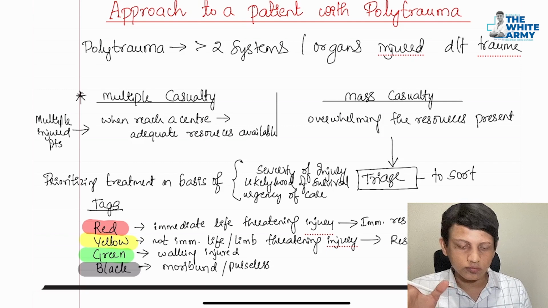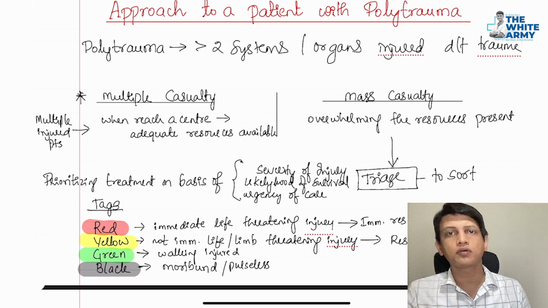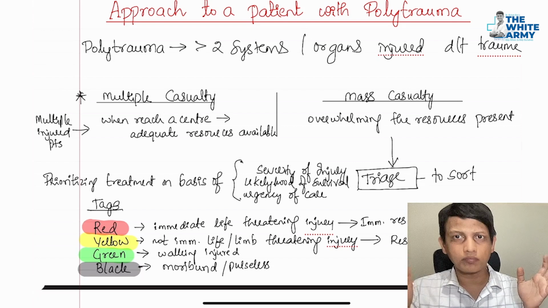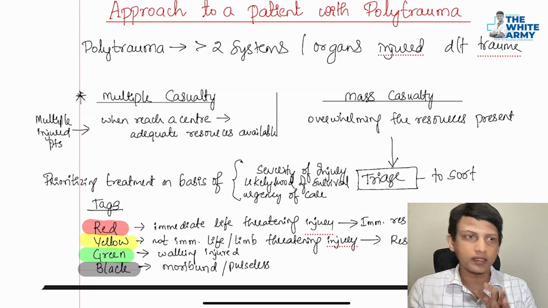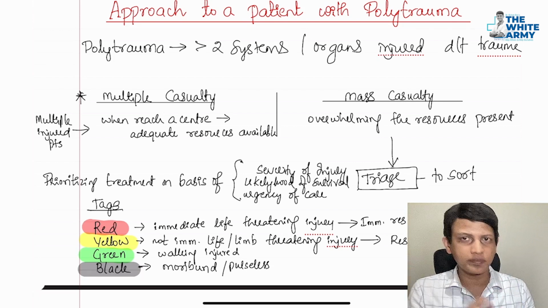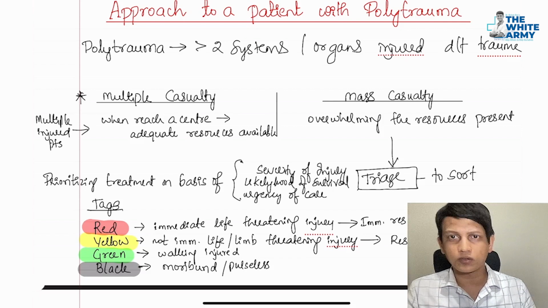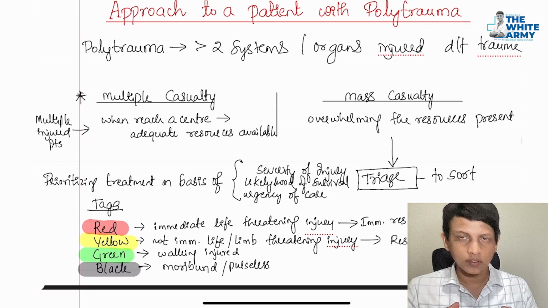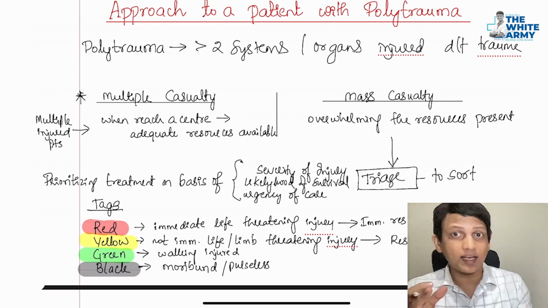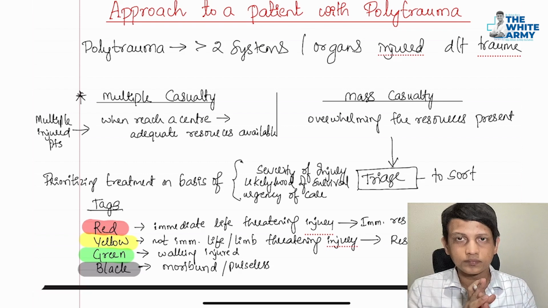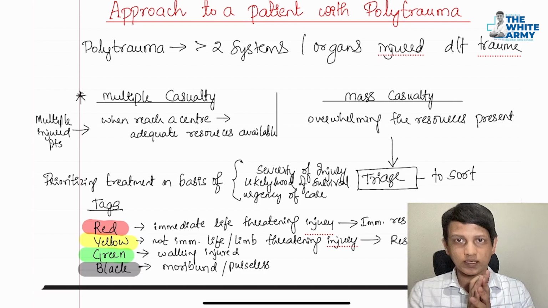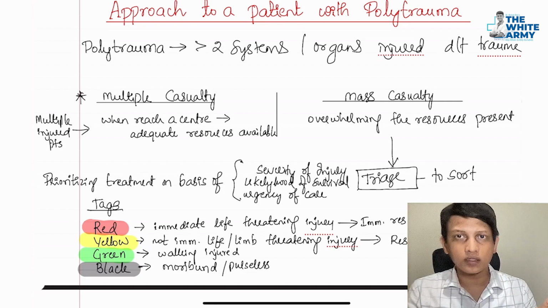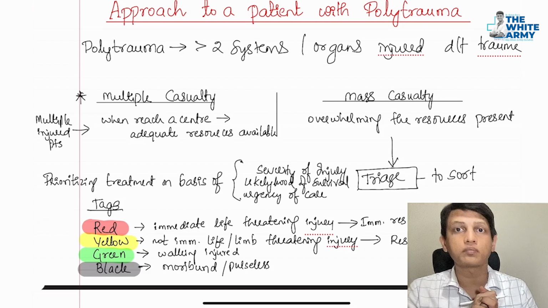So there are two words which are used interchangeably in trauma scenarios. One is multiple casualty, then another one is mass casualty. So when there are multiple injured patients, when they come to a center, a PHC, district hospital, tertiary care hospital, wherever, when they reach the center, if adequate resources are available to manage them, then it's called multiple casualties. If the patients are overwhelming the resources present, then it's called mass casualty.